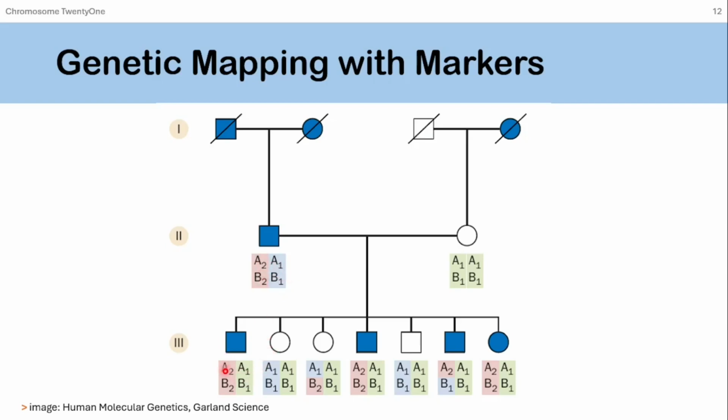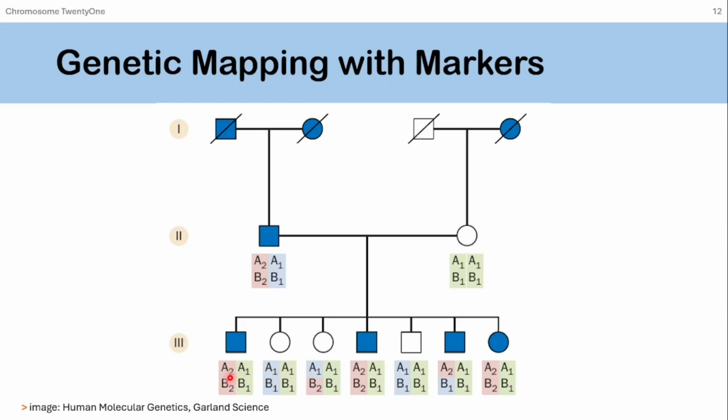And looking into the progeny, we see that the individuals having A2 have the disease phenotype, while A1 does not lead to any disease phenotype. Now, this is only possible when we account for recombination. Why so? Let's imagine that there is no recombination.